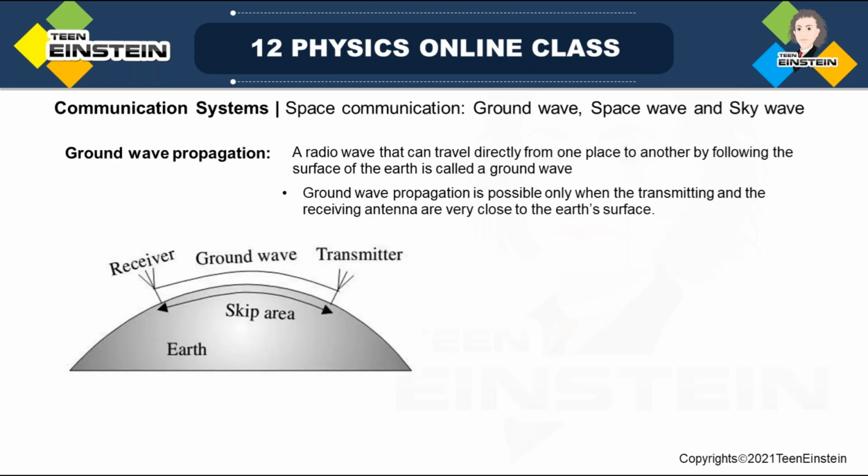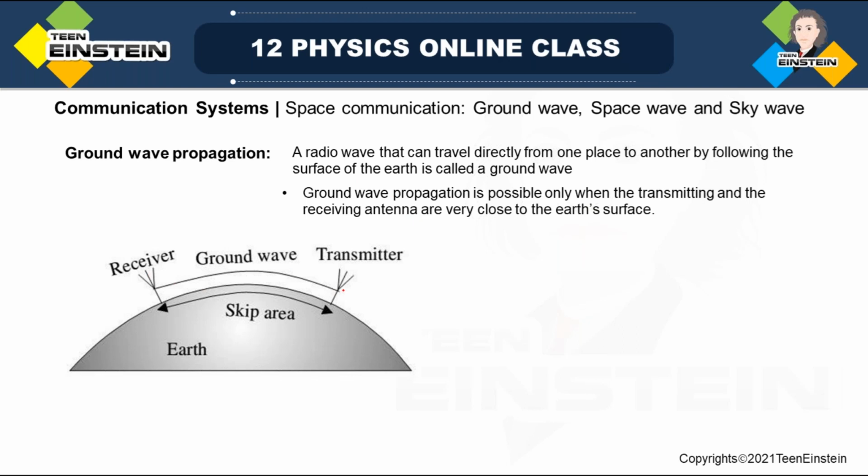So the ground wave propagation, how it propagates, and first of all, what happens during this ground wave propagation. A radio wave, which is an EM wave, that can travel directly from one place to another by following the surface of the earth is called the ground wave. So the surface of the earth is actually the guiding factor for this wave to propagate from one point to another.